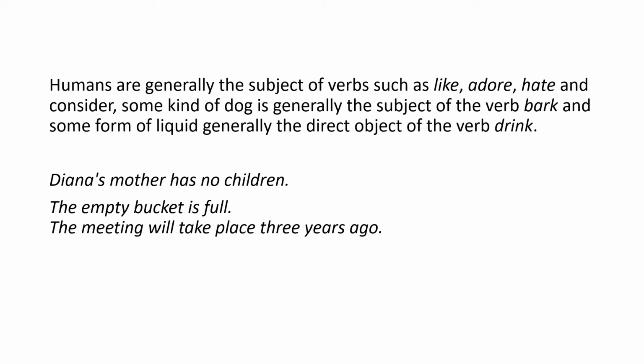The meeting will take place 3 years ago. Three years ago? How is that possible? You are using the future tense, so how can the future be 3 years ago? So this is again a contradiction or mismatch in this statement. So semantic features tell us in what way we have to use the word.